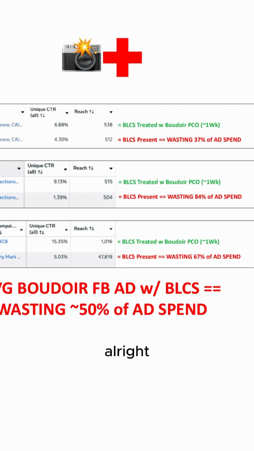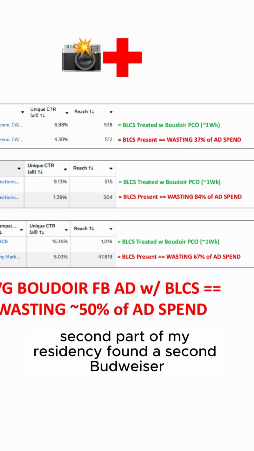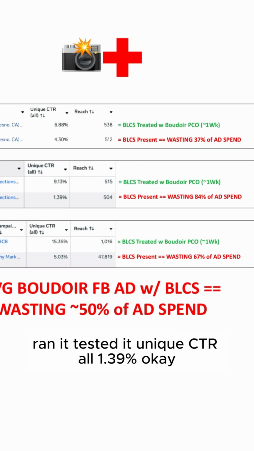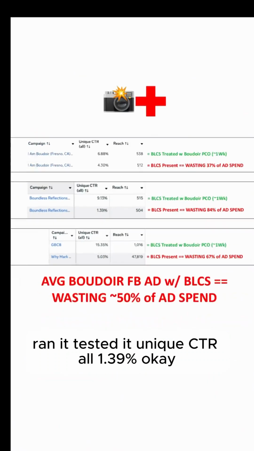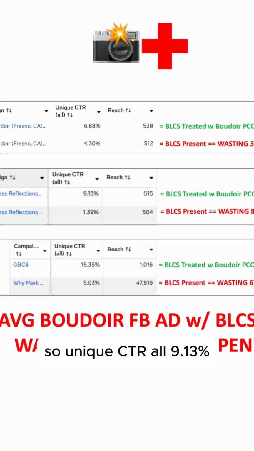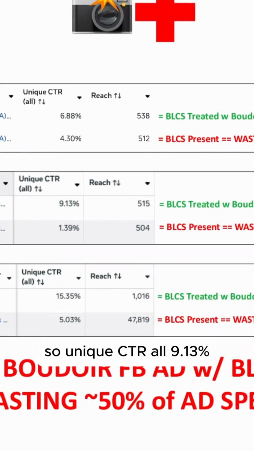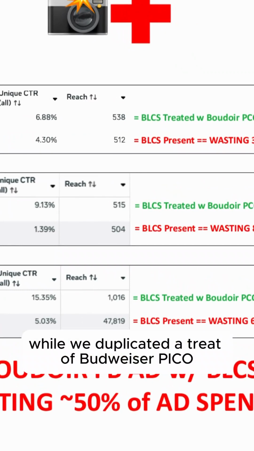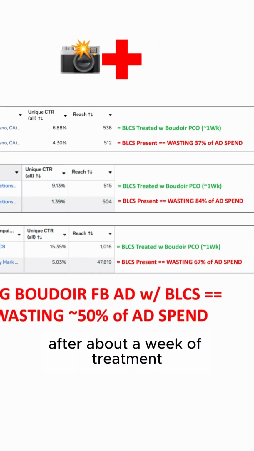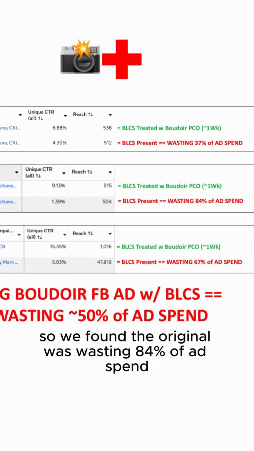All right, second part of my residency, found a second boudoir Facebook ad, brought it back to the hospital, ran it, tested it, unique CTR all 1.39%. Okay, we know that BLCS is present. Well, we duplicated it, treated with boudoir Pico. We got the unique CTR all up to 9.13% after about a week of treatment. So we found the original was wasting 84% of ad spend.